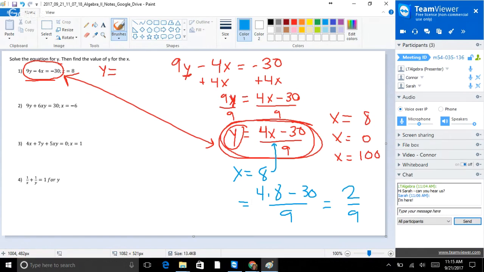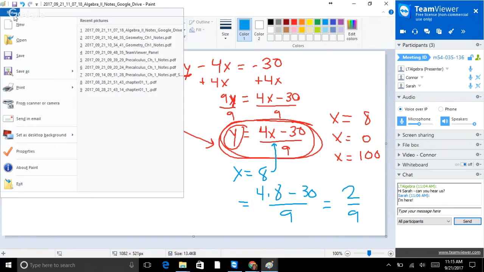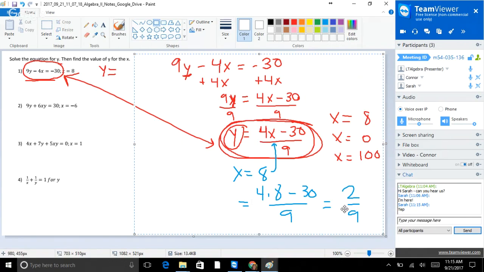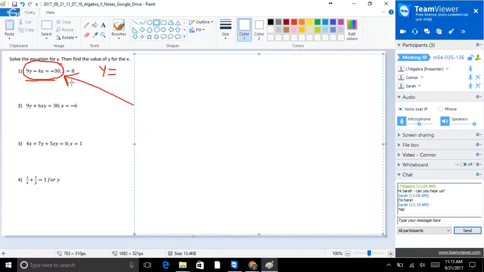All right. So this little section is just practice solving for a specific variable. Let's do a couple more because they do get a little bit more complicated, but nothing you guys can't handle. Does that make sense, what we were doing? Okay. Sarah, you good? Awesome. All right.